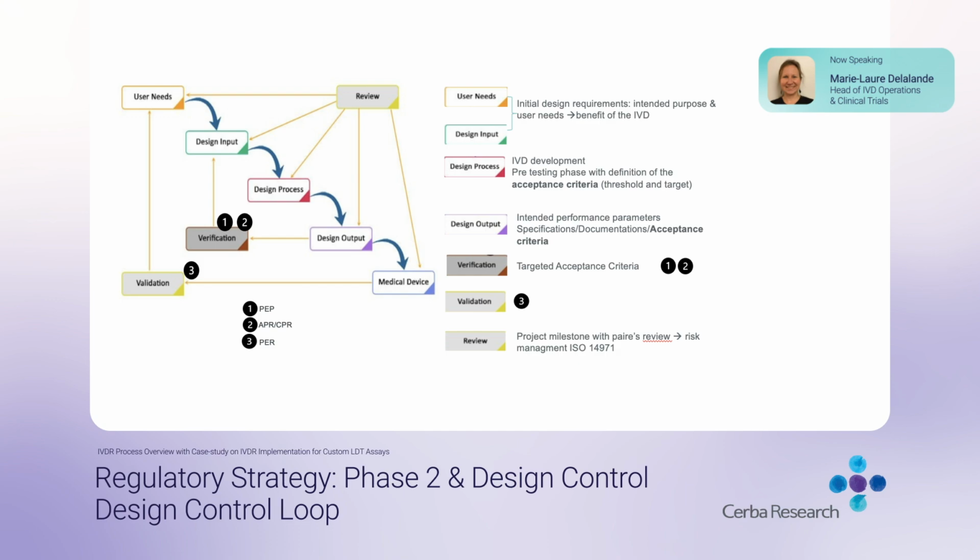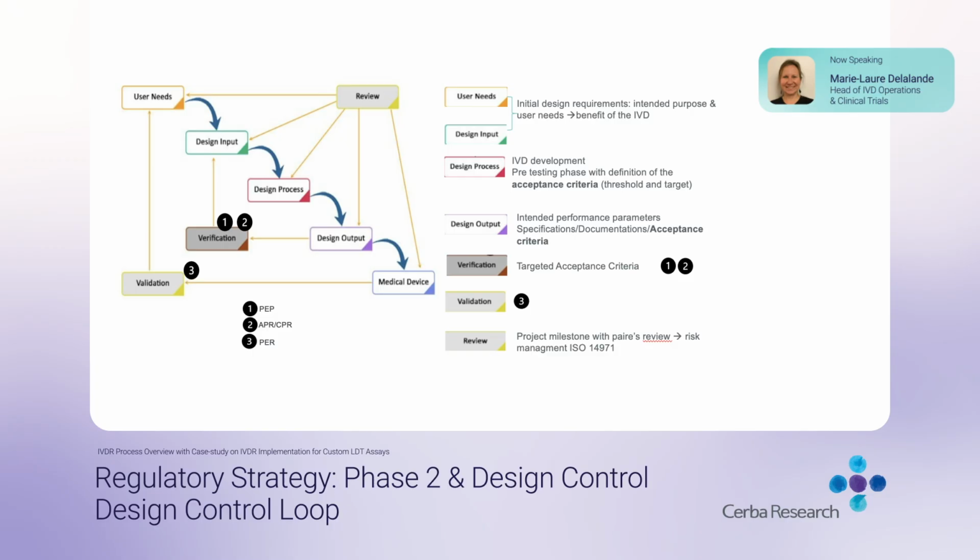Let's continue with phase 2 of the workflow for the design control. So here, let me summarize what we just saw in plain language. Design control is simply a structured process. It connects what we want to achieve, the benefits to the patients, to what we need to prove, the regulatory evidence. It starts with user needs. Why does this assay exist? What clinical question does it answer? Design input translates that into numbers: acceptance criteria, thresholds, and targets for every parameter. This must be defined before any experiment starts, not after.